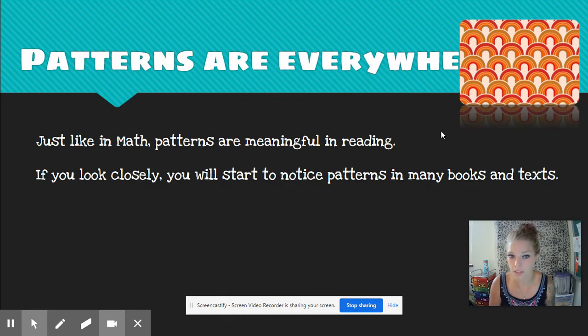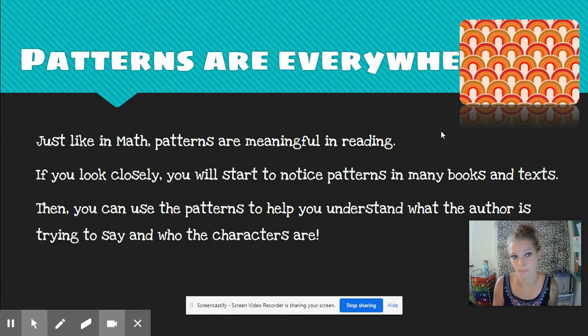If you look closely, you will start to notice patterns in books and in texts. Then you can use those patterns to help you understand what the author is trying to say and who characters are. So we're just going to be talking about nonfiction for right now.